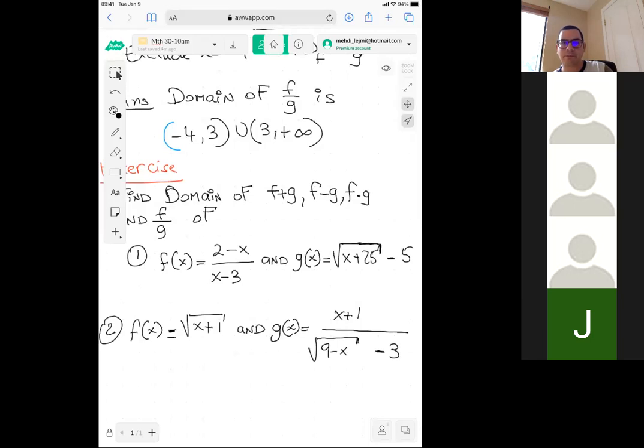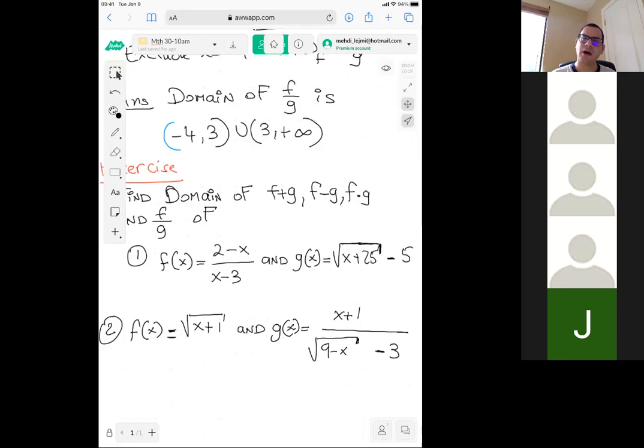Professor? Yes. You said you wanted to know the answer for f plus g, f minus g, and f times g? Yes, please. For number one, I think I have included negative 20 and 3, union 3 to positive infinity. Negative 20 or negative 25? I had negative 20.